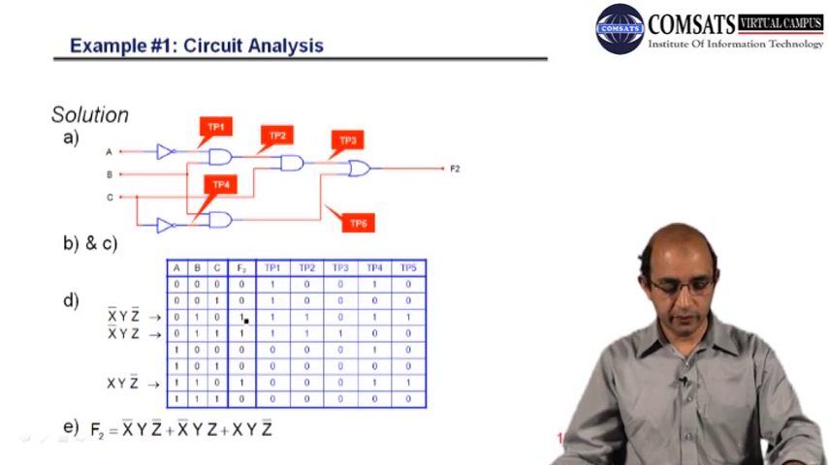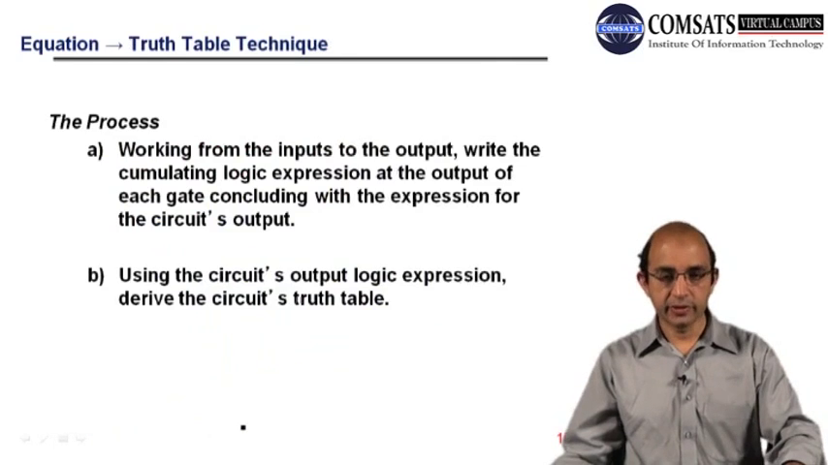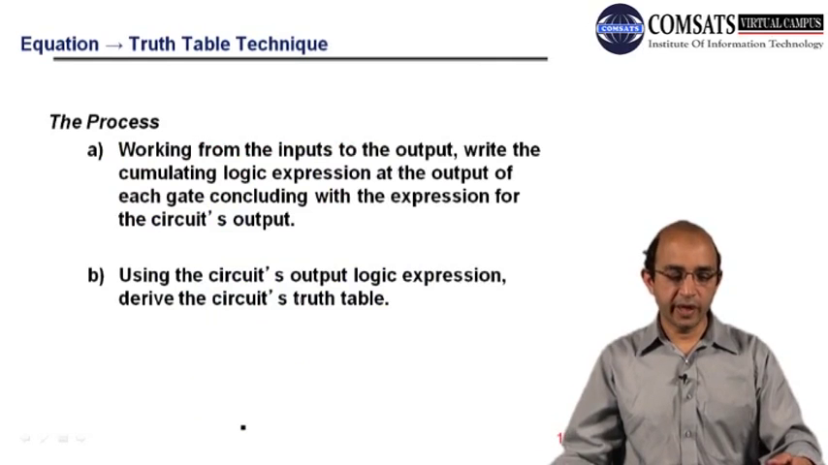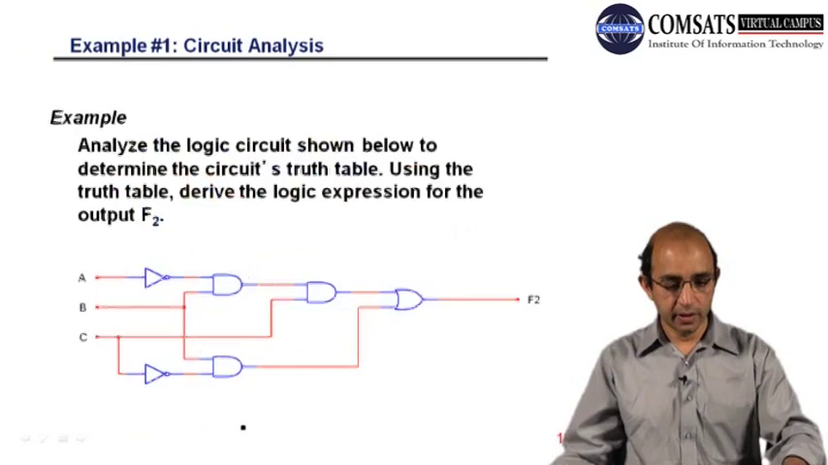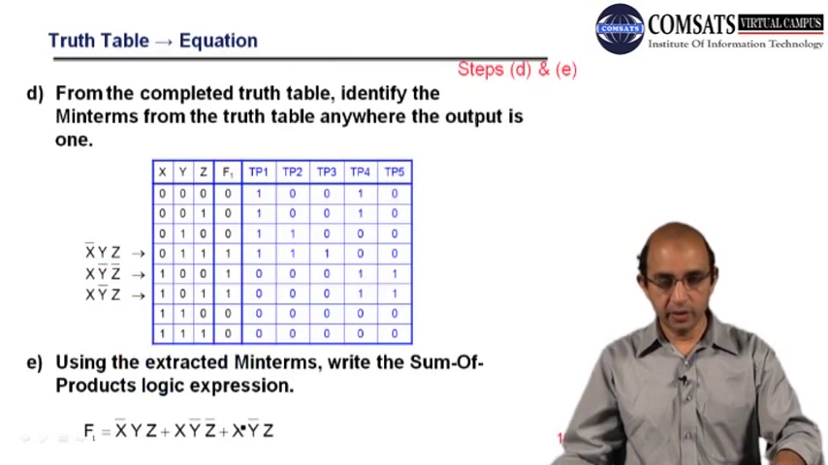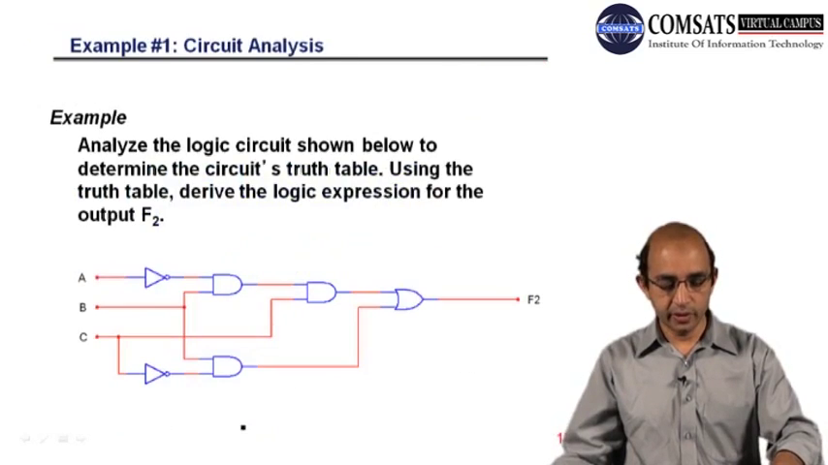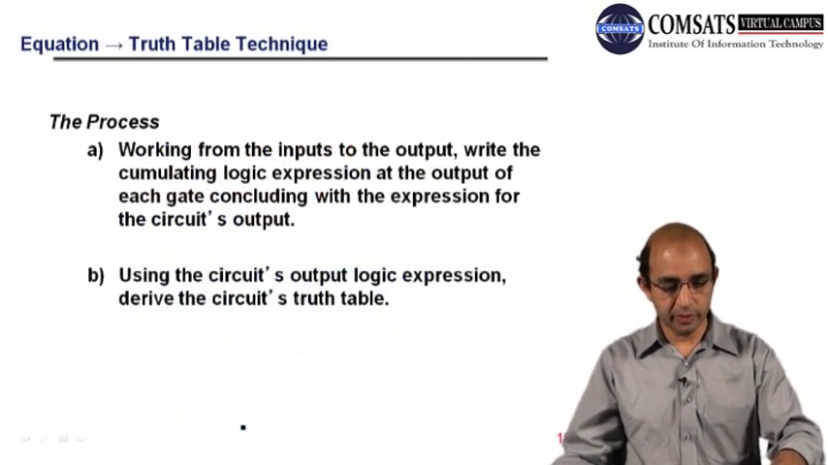This is the output, and we have a 1 here, so we have X bar, Y, Z bar; 1 here, so X bar, Y, Z; and 1 here, X, Y, Z bar. So this is the circuit analysis. Before, when we had the truth table, we moved to the equation, or Boolean expression.